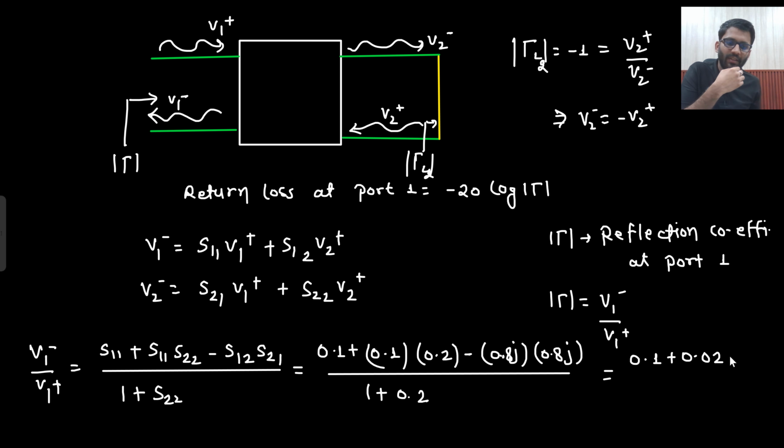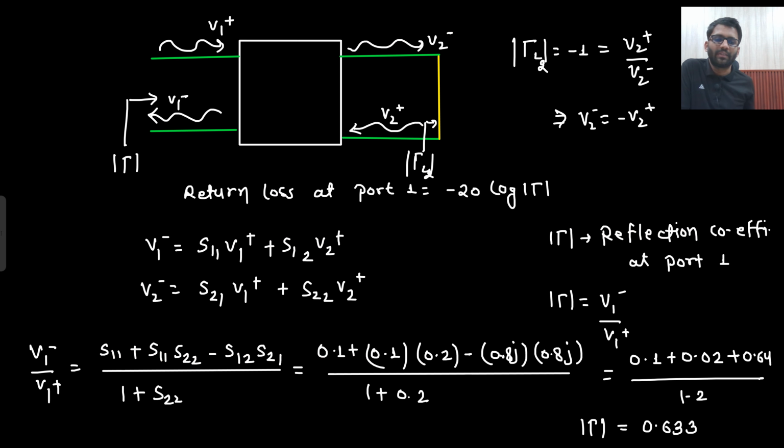j into j is minus 1, plus 0.64 divided by 1.2. Right? This is 0.1, this is 2 by 100, 0.02, this is 64 divided by 100. So what we are getting is 0.64 plus 0.12, right? 0.76 divided by 1.2, 0.633. So this is your magnitude of gamma at port 1.